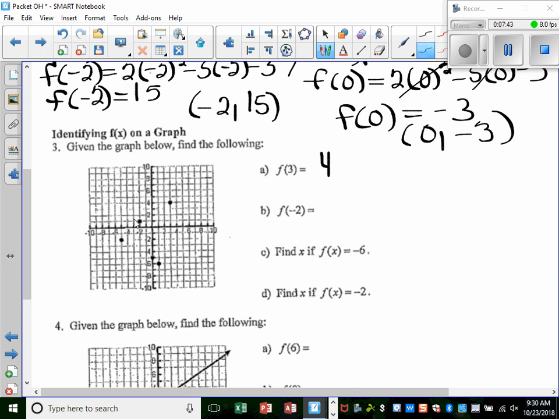And then I'm going to do the same thing for -2 for the x. So I'm going to go over here to -2. Here's -2. I'm going to read the y value. What is the y value? 1.